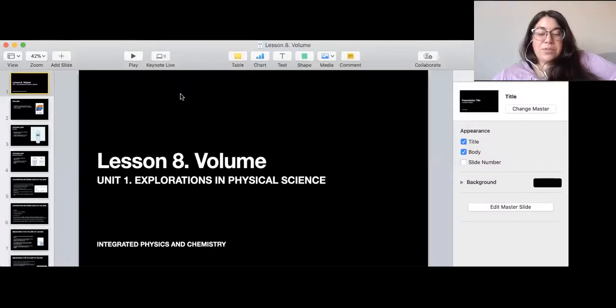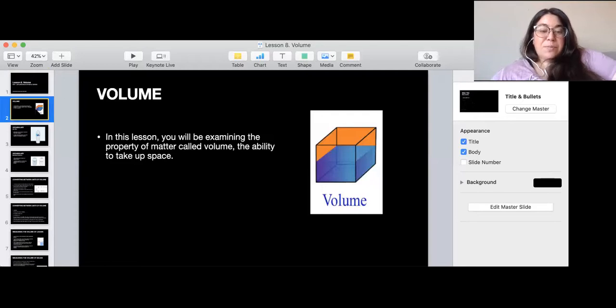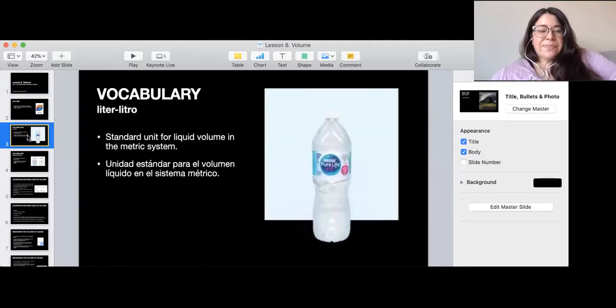Hi, today we're going to talk about lesson 8, volume. We're going to learn about this property of matter called volume, the ability of taking up space, occupying a space in place.